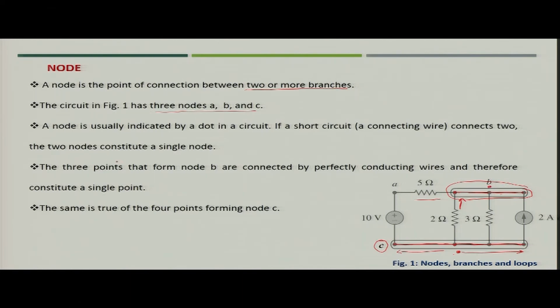So, here in B you will have three nodes, but actually it is considered as one node. Similarly, for this also you have four nodes, but it is considered as a single node because the wires which are connecting these nodes do not have any elements, and it can be considered as a short circuit node.